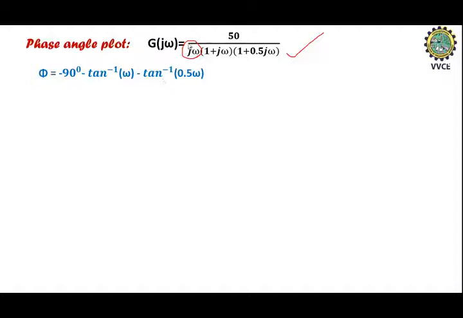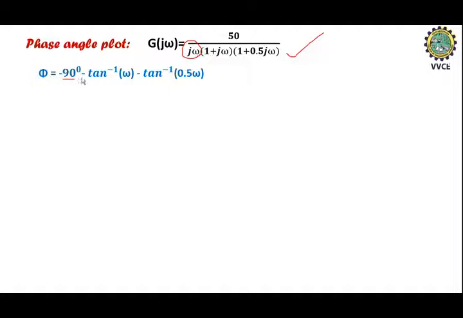And for 1 by j omega, how do we find the phase angle for any complex number? It is tan inverse of imaginary value divided by real value. Here the imaginary value is omega, so tan inverse of omega divided by the real value. No real values are present here, so the real value will be 0. Omega divided by 0 gives infinity. Tan inverse of infinity is 90 degrees. So for a denominator function it is minus 90 degrees.